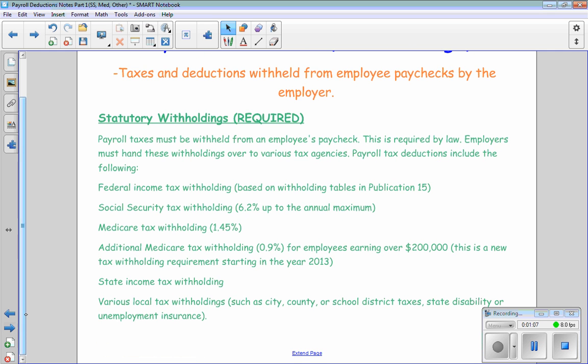So payroll taxes must be withheld from an employee's paycheck. This is required by law. Employers must hand these withholdings over to the various tax agencies. Payroll tax deductions include the following. This is what you need to know. Required withholdings, federal income tax.